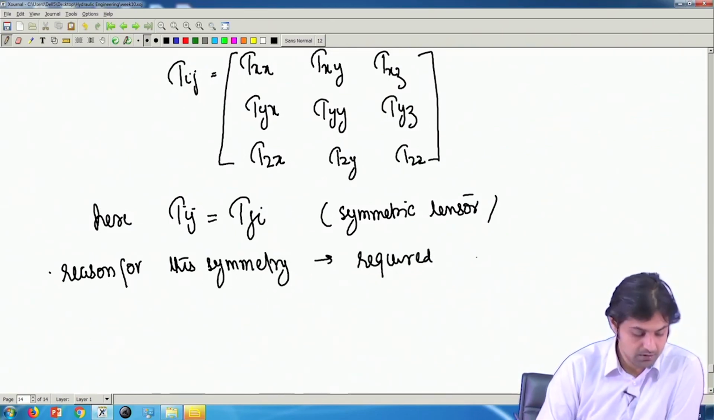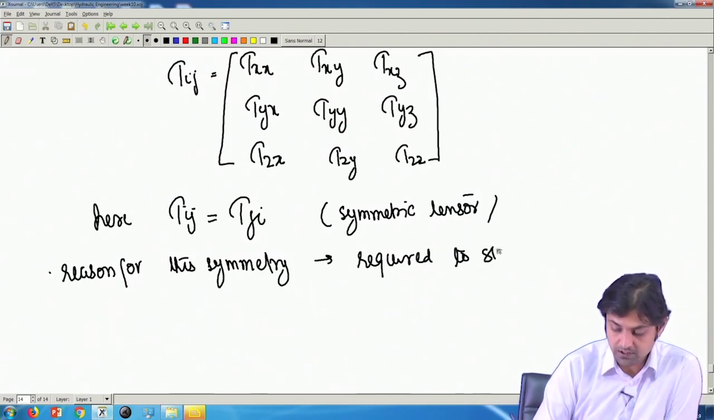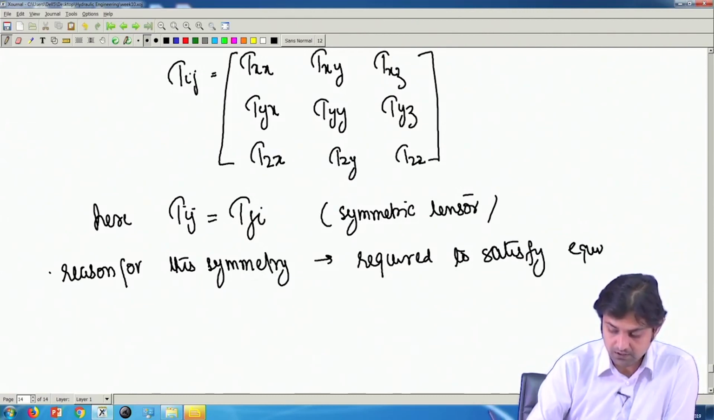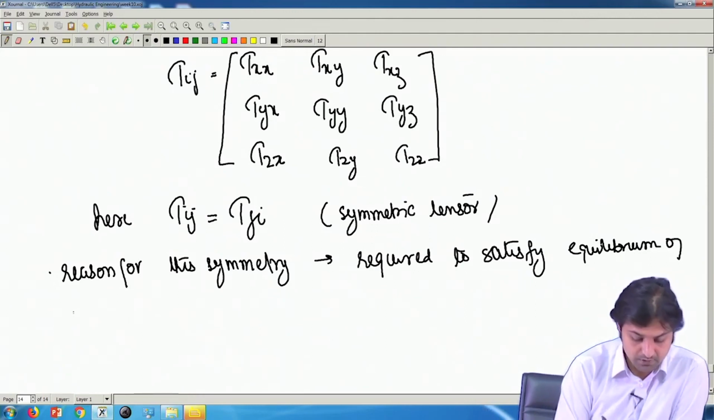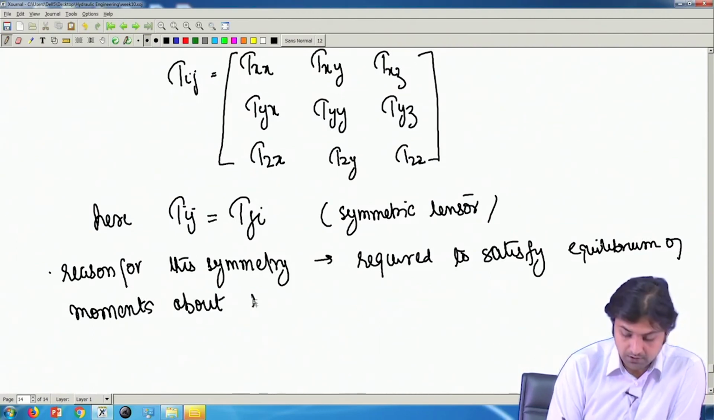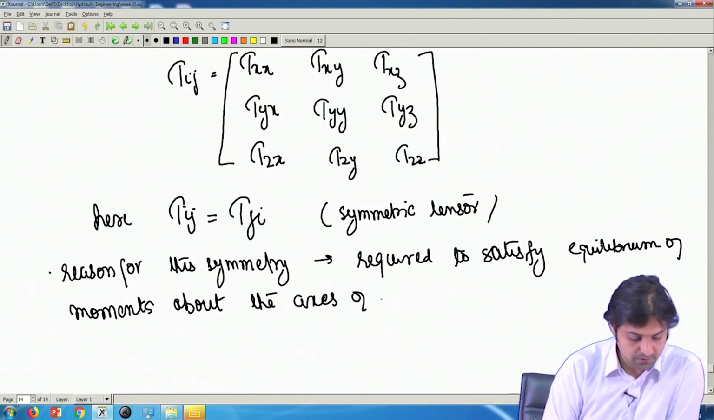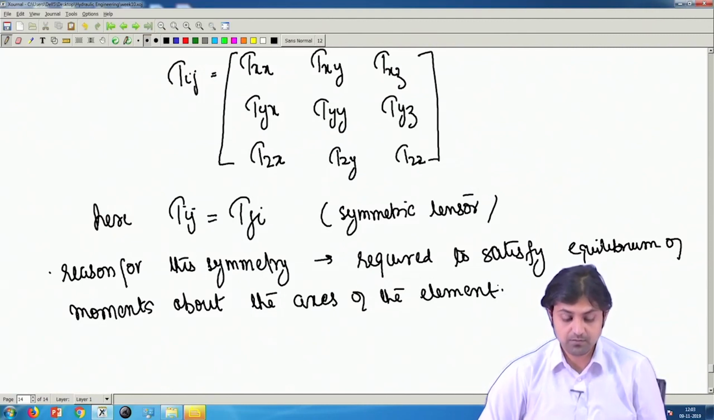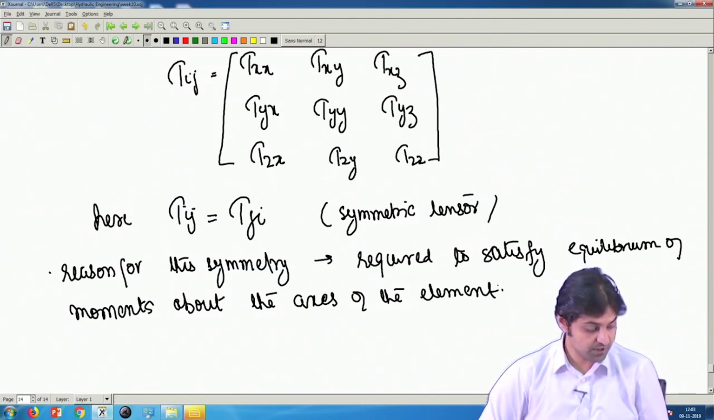It is required to satisfy equilibrium of moments about the axis of the element. So the symmetry is required to satisfy the equilibrium of moments about the axis of the element.